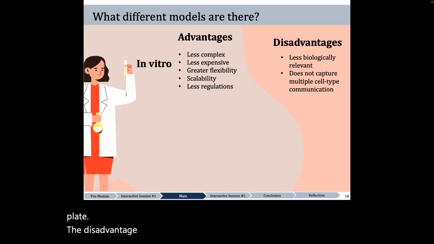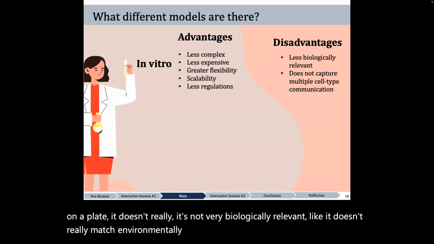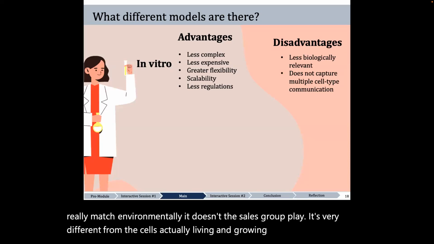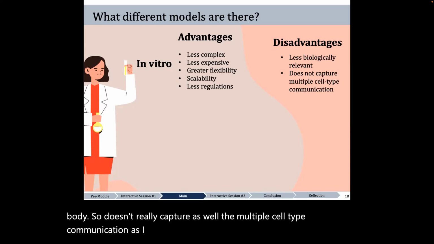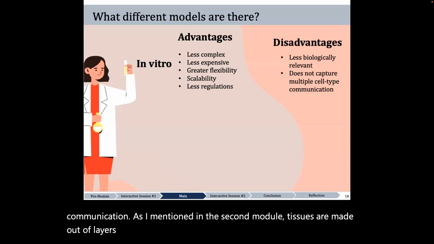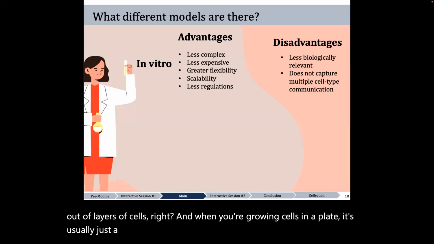The disadvantage is what I mentioned before: because you're growing it on a plate, it's not very biologically relevant. It doesn't really match environmentally. Cells grown on a plate are very different from cells actually living and growing inside of your body, so it doesn't capture the multiple cell type communication as well. As I mentioned in the second module, tissues are made out of layers of cells, right? And when you're growing cells on a plate, it's usually just a monoculture, so it's one layer.